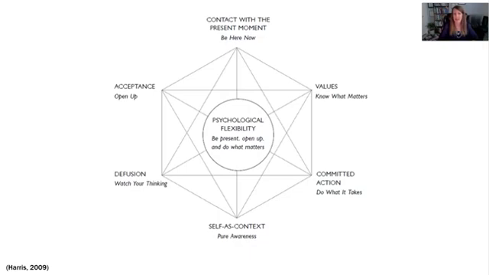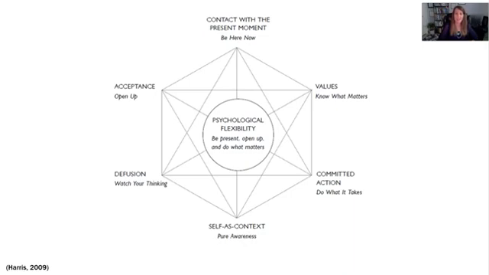This is the famous ACT hexaflex. It is called that because it is a hexagon, 6-sided geometrical shape, and the flex because it's all about psychological flexibility. So that's why it's got the cute name, the hexaflex. This is developed by Stephen Hayes and Russ Harris, who's another common figure in ACT.